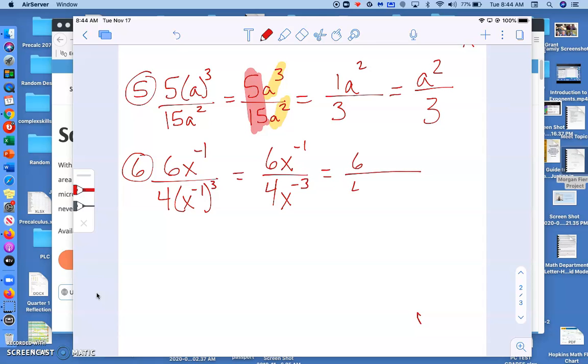So 6 and 4, those stay because their exponent is just 1. X to the first, we'll flip that to the bottom. X to the -3, we'll move that to the top. And now we can simplify. So our numbers first, 6 over 4 reduces down to 3 over 2. And then if we look at our x's, we got x cubed and x to the first, so there's more on top. So we have those 2 more on top.